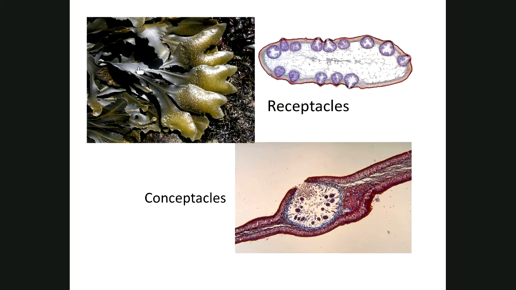the protist, and you have these inflated portions which not only help it float, but also contain special structures within. These inflated portions are called receptacles. Inside the receptacles are little circular or oval-shaped structures, which are called conceptacles. So you have the receptacles, and the little white dots here are the conceptacles. The conceptacles are the sexually reproductive structures. These are the structures that will produce sperm cells or egg cells.